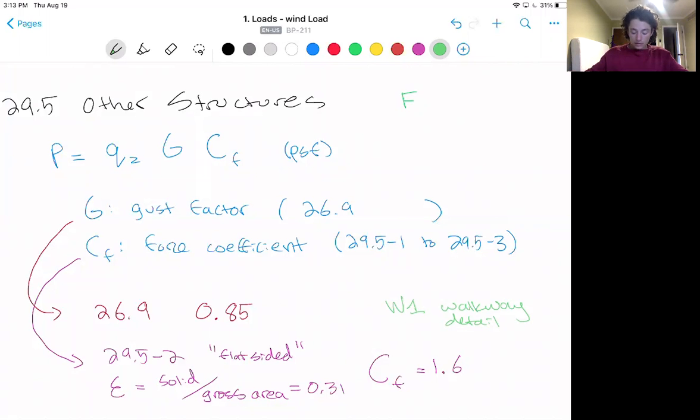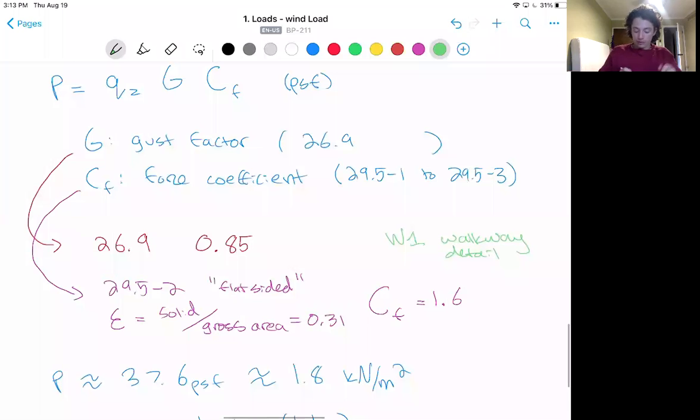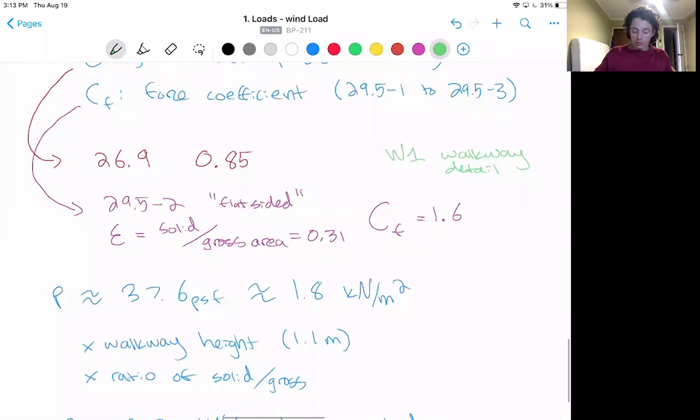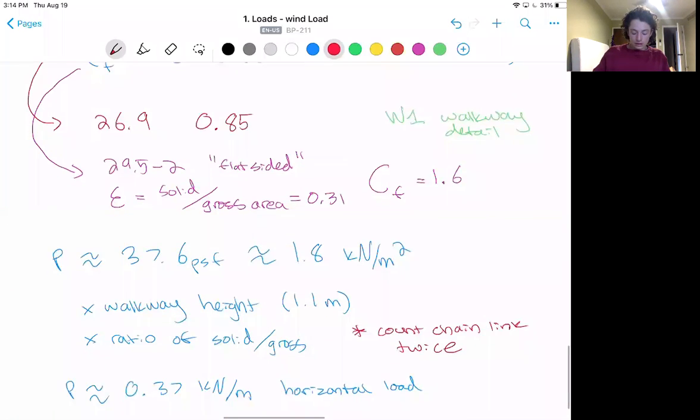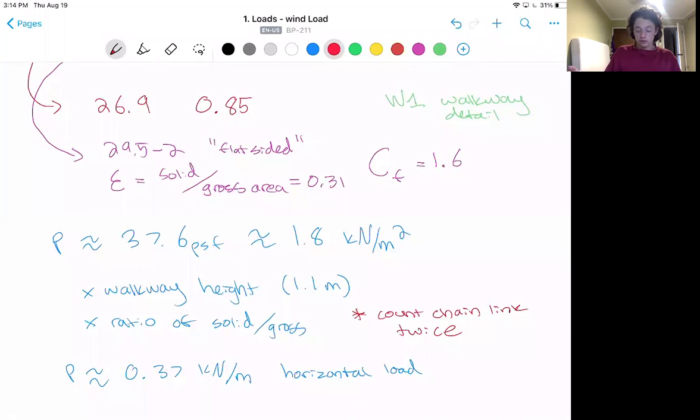And then we'll calculate our pressure P to be approximately 37.6 PSF or 1.8 kilonewtons per meter squared. We'll multiply by walkway height, and then we'll multiply by the ratio of solid to gross area again. And remember here, we're going to count the chain link twice. And that should give us an approximate horizontal load of 0.37 kilonewtons per meter.